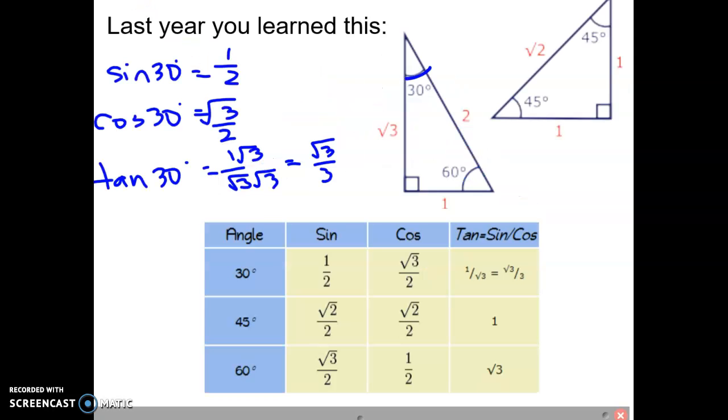Alright, so how do we put these coordinates on? We can think about our special triangles. So if you think about a 30-degree special triangle, sine 30 would be 1 over 2, cos 30 would be root 3 over 2, and then tan is 1 over root 3, which when you get the root 3 out of the denominator becomes root 3 over 3.